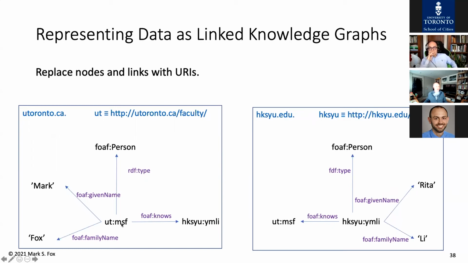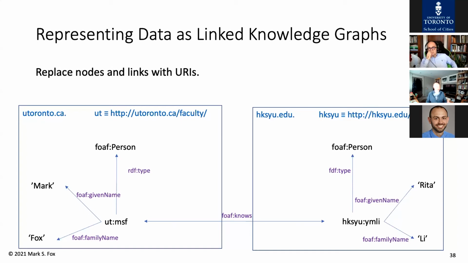And we apply that to me and Lee. UT stands for, let's say, this URI with MSF at the end. HKSYU stands for this URI. So now we are uniquely identifying me, and we're uniquely identifying Lee. Now we know everything with the exact same URIs are referring to exactly the same thing. And that then allows us to be able to start linking data across the internet, because we have a global standard for unique identifiers for properties and classes and instances.